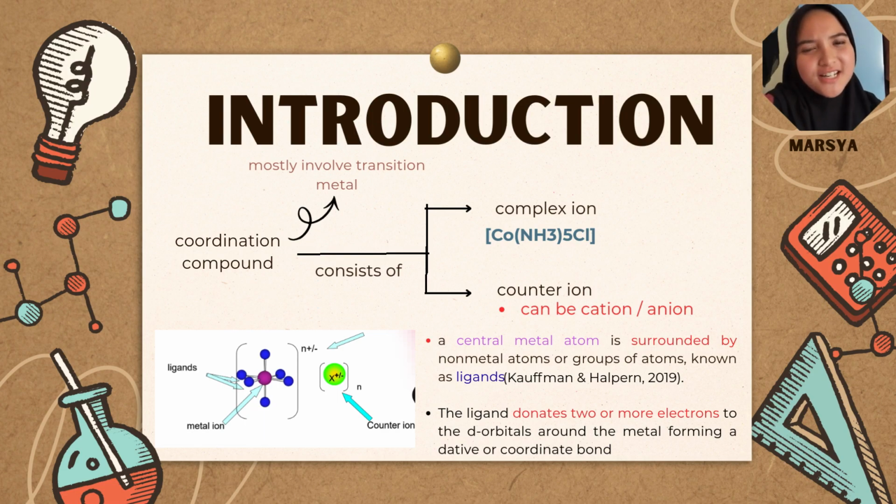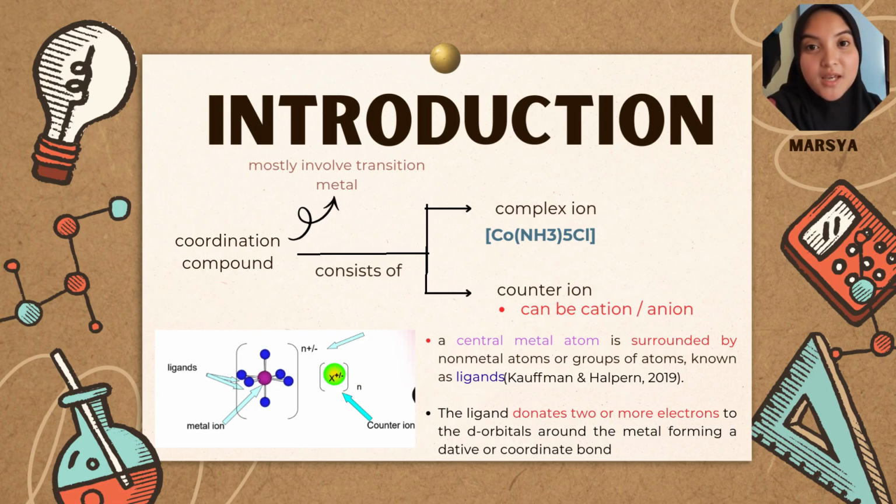What exactly is a coordination compound? As you can see on the screen, these compounds mostly involve transition metals. A coordination compound is typically made of two main parts, a complex ion and a counter ion, which can be either a cation or an anion to balance the overall charge. Take a look at the example here, [Co(NH3)5Cl]Cl2. The part inside the brackets is our complex ion.